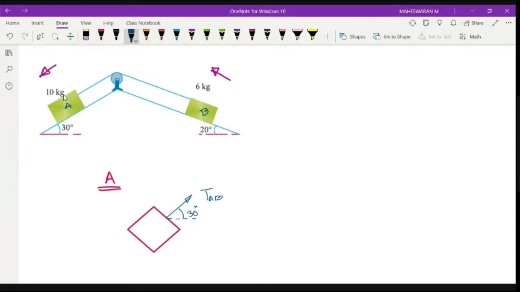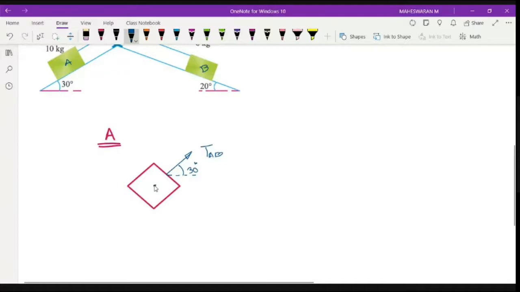And you have the weight of the object, which is acting downward. 10 kg, which means 10 into 9.81, so 98.1 Newton. Then you have a contact here, which means you have a reaction R. The reaction is perpendicular to this. If this is 30° with respect to the x-axis, this will be with respect to the y-axis. So this is my overall diagram for block A.